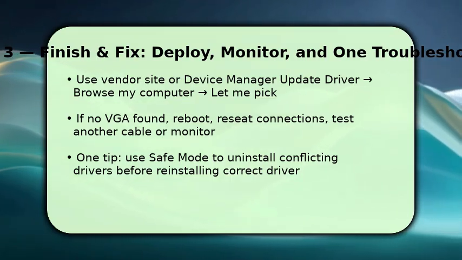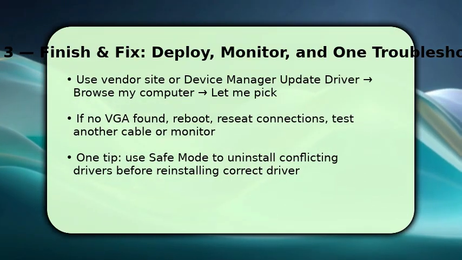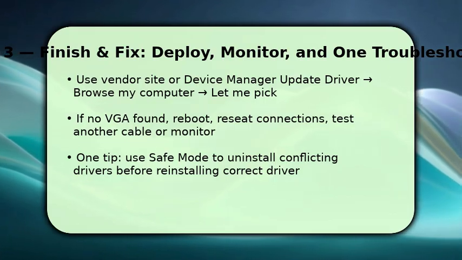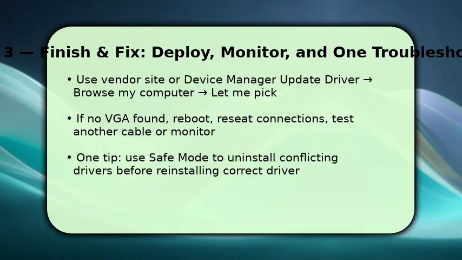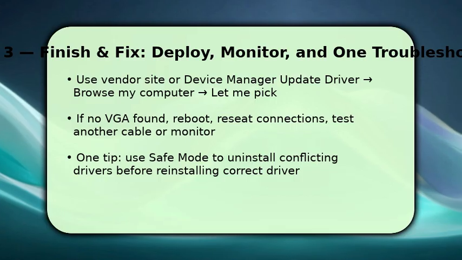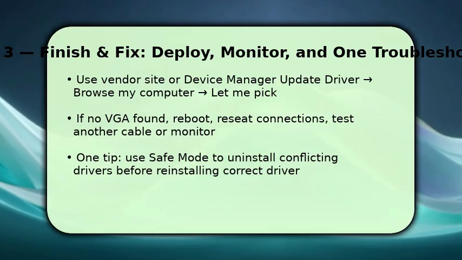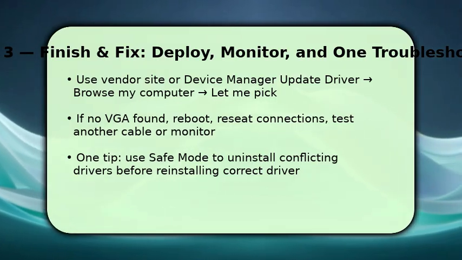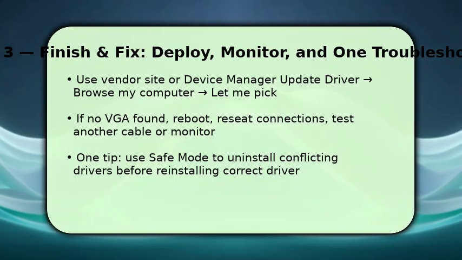If Windows still doesn't show VGA, power off, reseat the cable and test with another monitor or adapter. Make sure BIOS isn't forcing another display. If problems persist, boot to safe mode, uninstall suspect drivers, then reinstall the proper driver. That often clears conflicts.